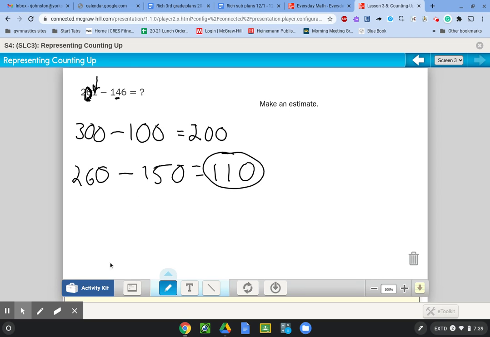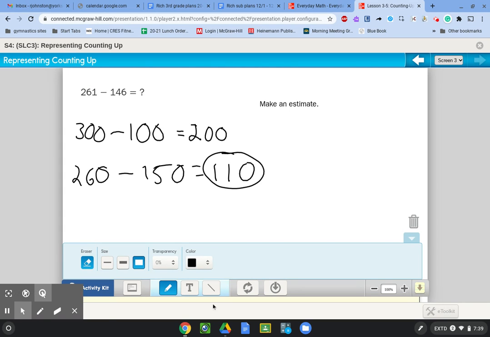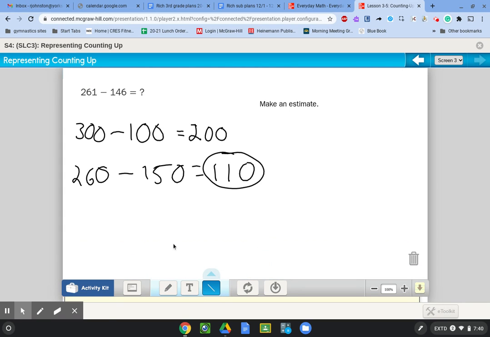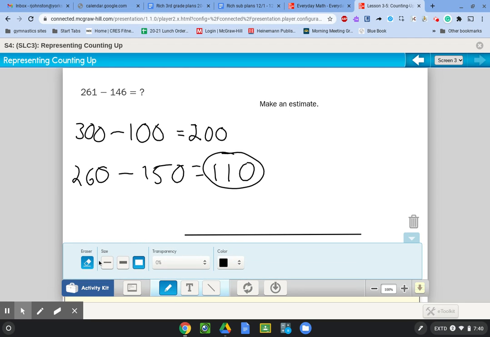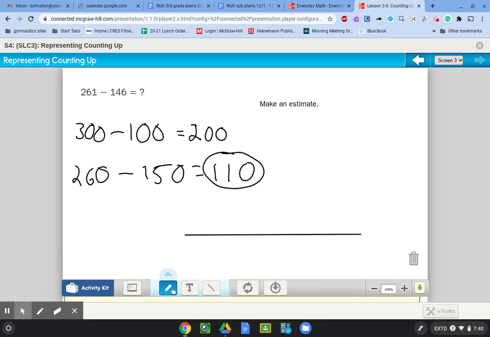261 minus 146. So I'm going to think of an open number line. That's the way my mind is working today. The open number line strategy is really working well for me today. So we're going to go with, not my eraser, my pen. We're going to go with 146, and we're going to count up until we get to 261.